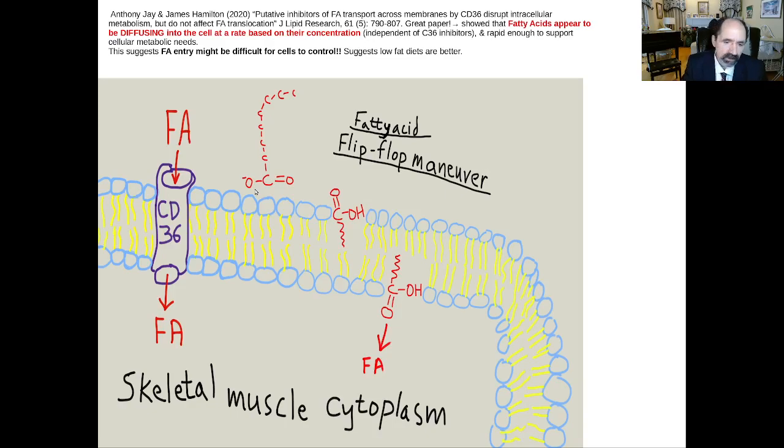So what's the lesson to be learned from this? Like, what do you do? Well, if you want to avoid diabetes, minimize your dietary fat intake. The paper's pretty easy to read. If you want, you can look up the paper yourself, and it's quite interesting.